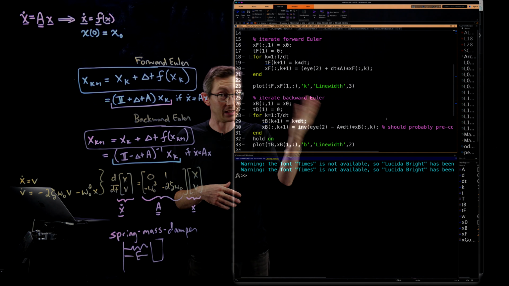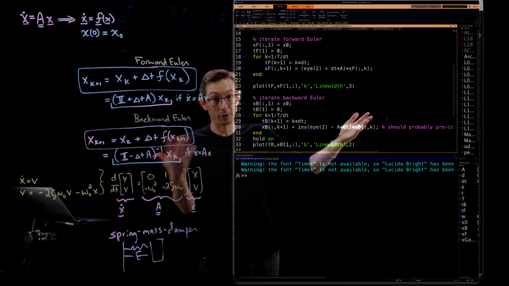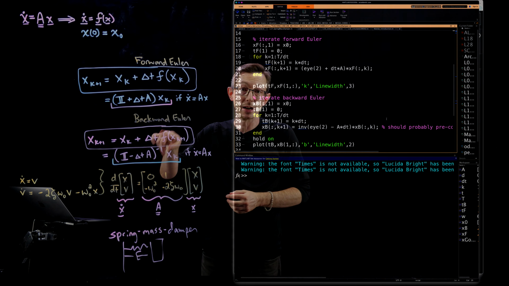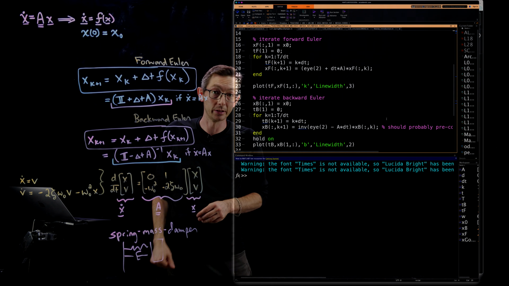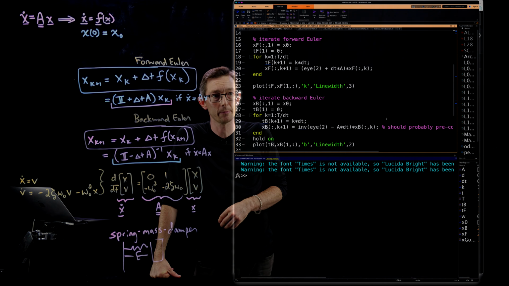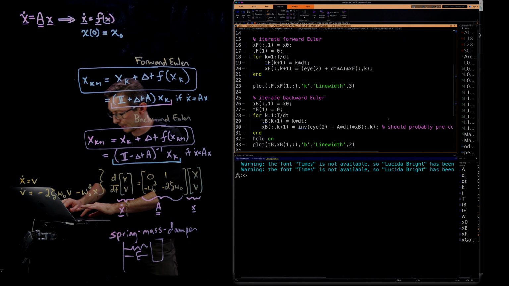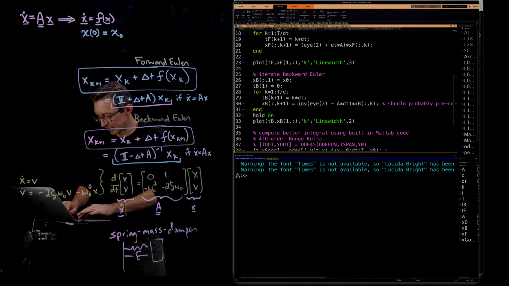Pretty simple to code this up in MATLAB because the inverse is easy for a matrix. It would be much harder for a generic nonlinear system, x dot equals f of x, but it's easier for a linear system to solve for this implicit Euler. Okay, so that's that. Similarly, I'm going to plot the x position.